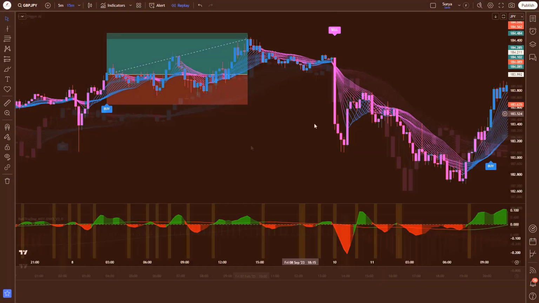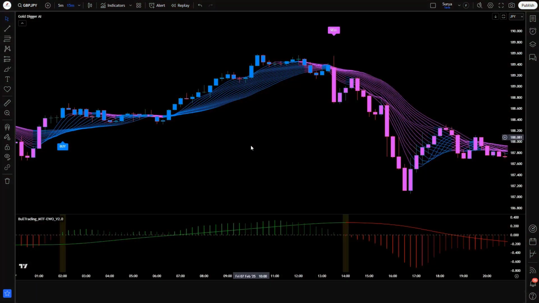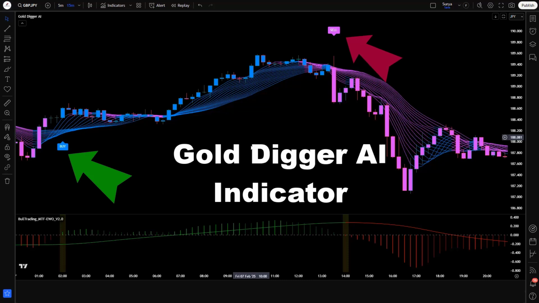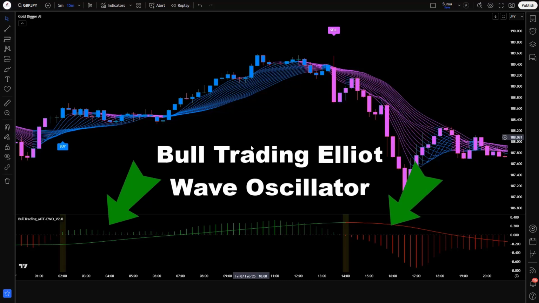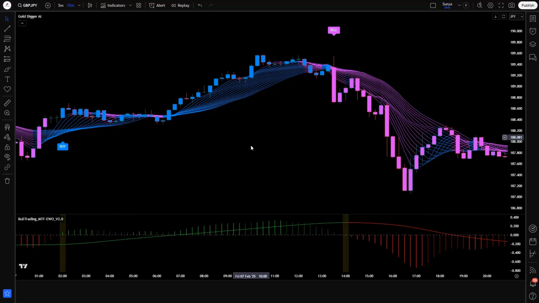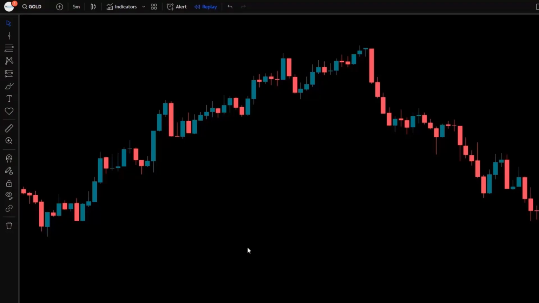First, let us tell you about the trading tool. The buy arrow and sell arrow indicator that we see in the chart is called the gold digger AI indicator. And the green area and red area that we see in the chart is called the bull trading Elliott wave oscillator indicator. Now let us tell you how to trade. Let us start the video.